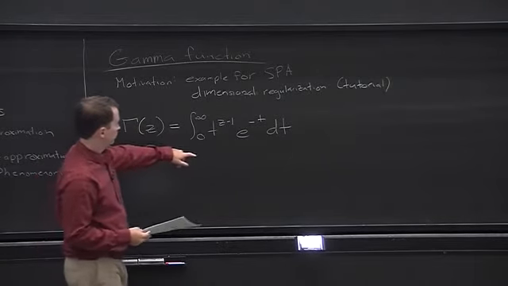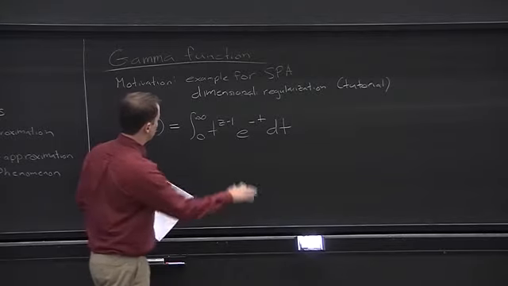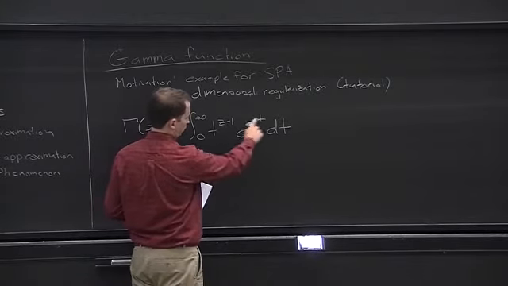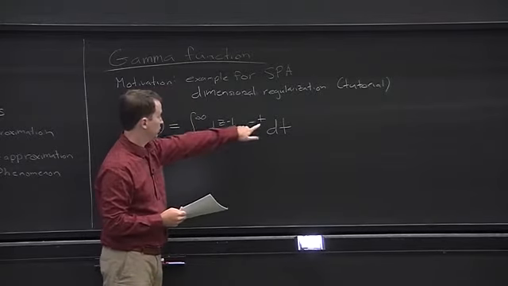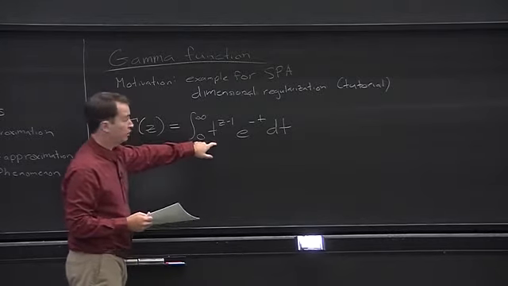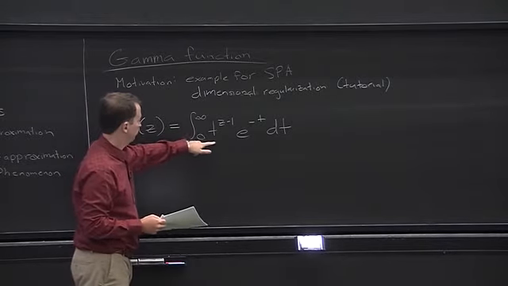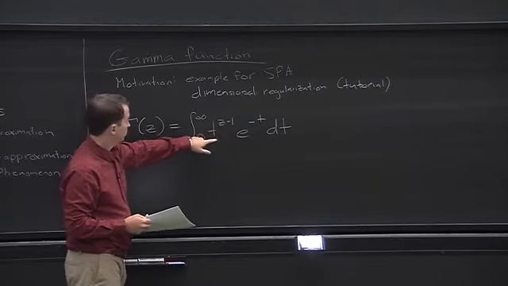And so this integral converges. It goes to 0 rather quickly as t goes to infinity because of this exponential factor. But if we want to figure out for what z this converges, we need to look at this t to the z minus 1 factor.